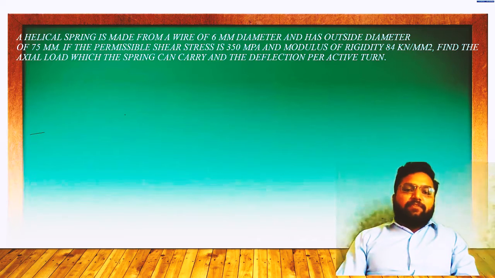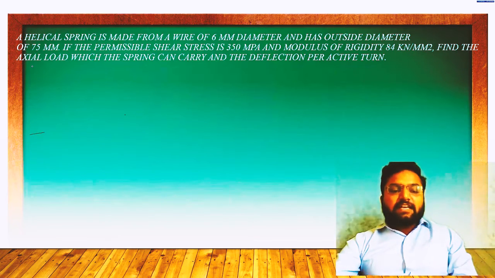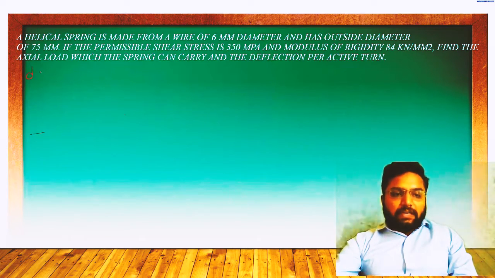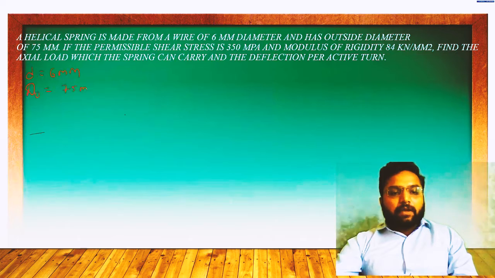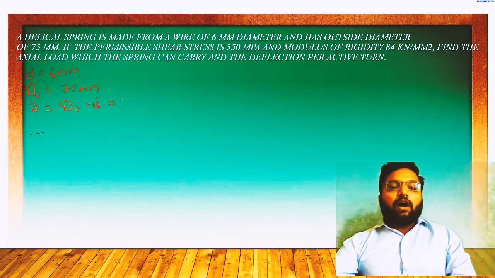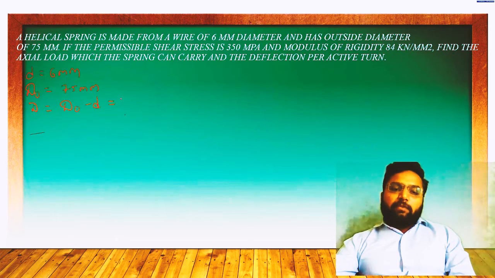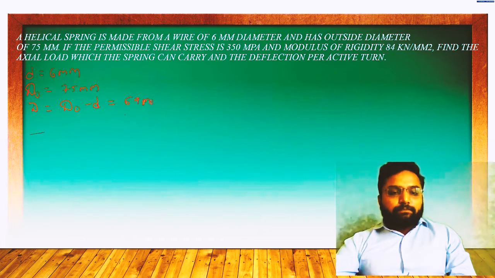A helical spring is made from a wire of 6 mm diameter. So here we have a wire which has a 6 mm diameter, which is small d. It has an outside diameter, capital DO, which is not the mean diameter, and is 75 mm. So our mean diameter, which is D, will be DO minus d, because this mean diameter is going to be useful in our example rather than the outer diameter. So that will be 75 minus 6, which is 69 mm.